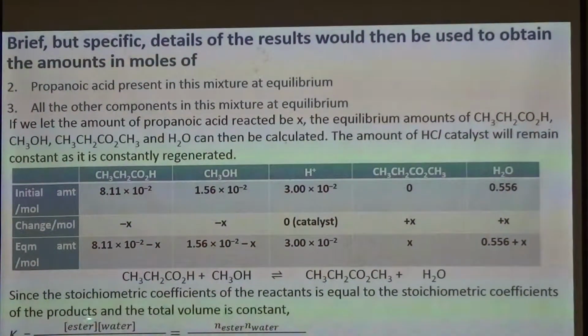Which means that equilibrium concentration of ester times equilibrium concentration of water over equilibrium concentration of acid times alcohol must be equal to equilibrium amount of ester times water over equilibrium amount of the carboxylic acid times the equilibrium amount of alcohol. So now I have shown how I can use these values to determine Kc. So now I have answered the bulk of the planning question.